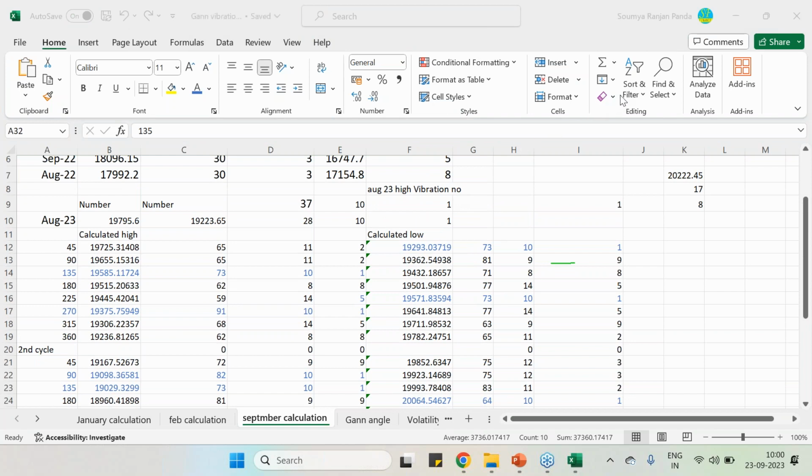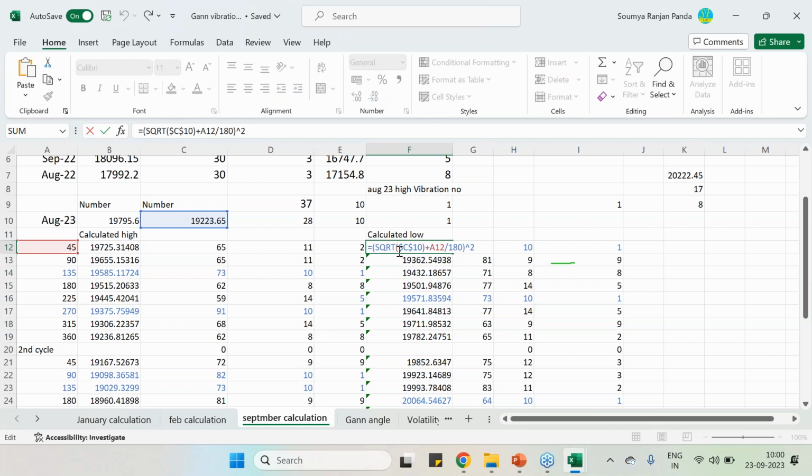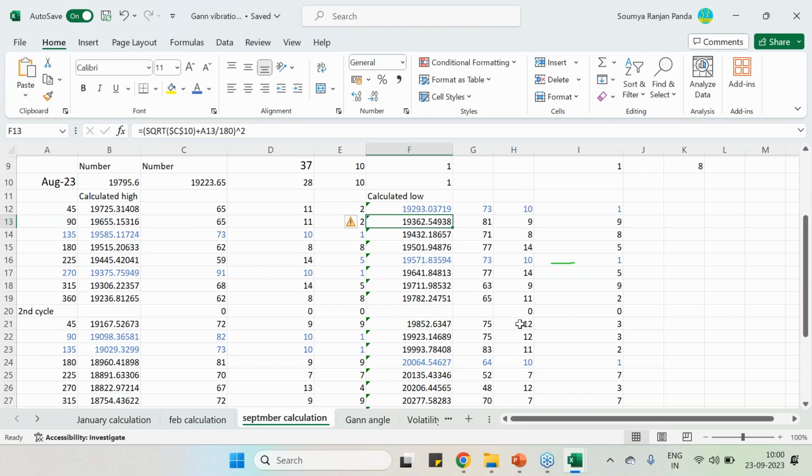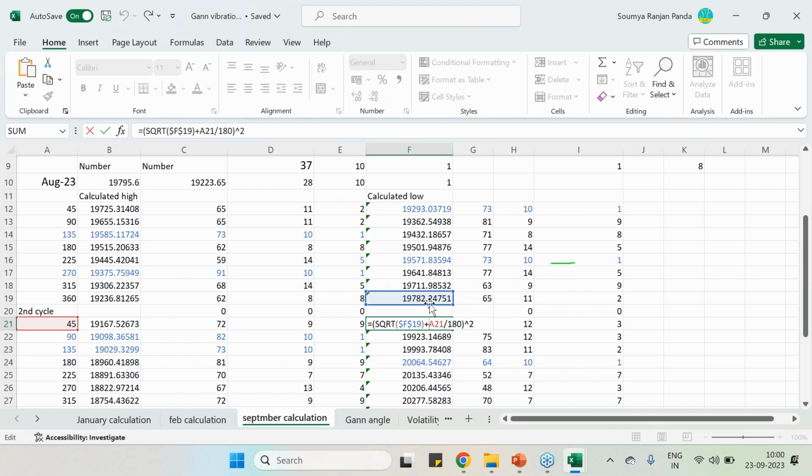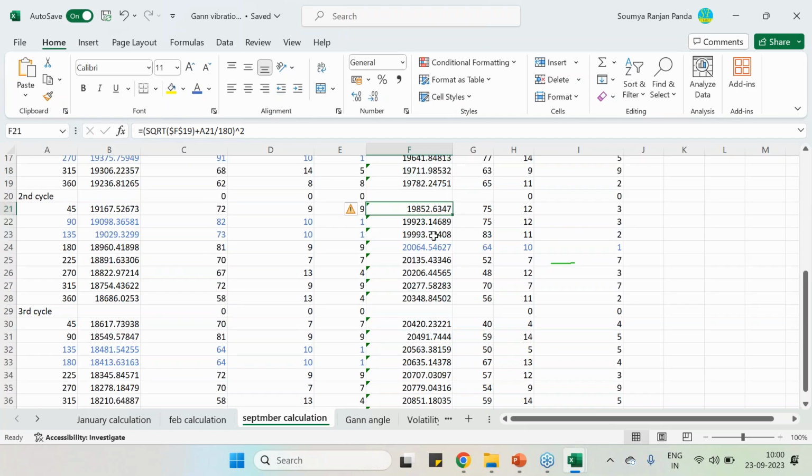So these particular things, how are we calculating? August low, the square root of August low added with the 45-degree angle factor, take the double multiple or square. This is the first one. Second one, same process, 90-degree will be taken, 45 multiple, 45 for 90, 45 into 3, like this way 360-degree, one cycle over. Then the second again 45. So here it has ended with 19782. It will start with 19782. So this process will continue.